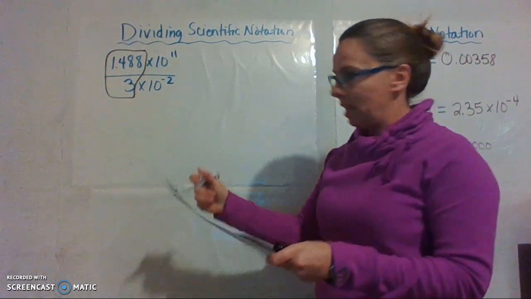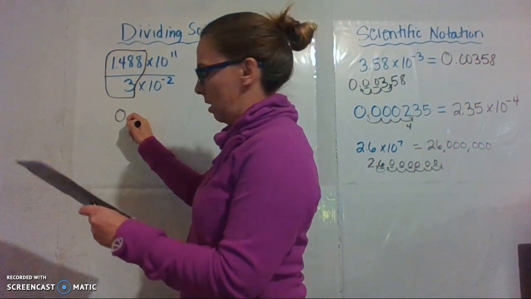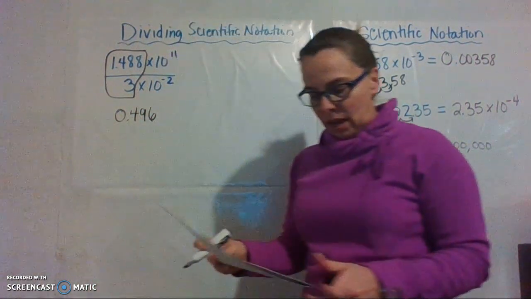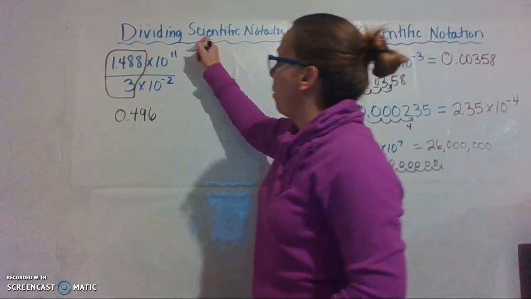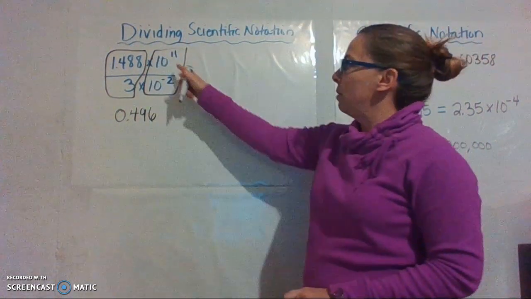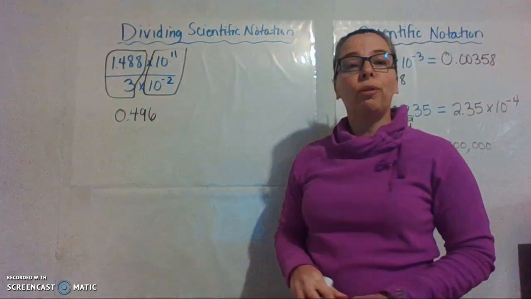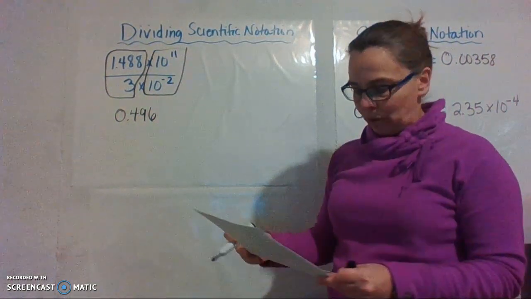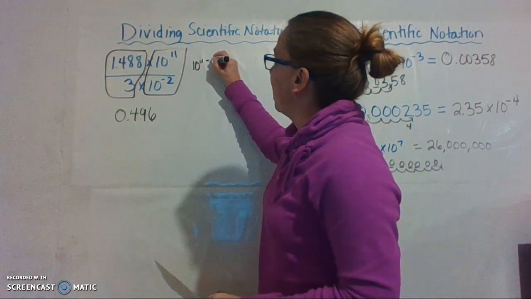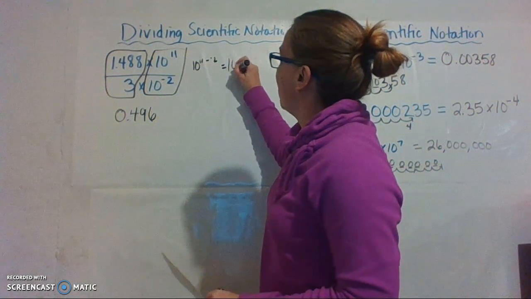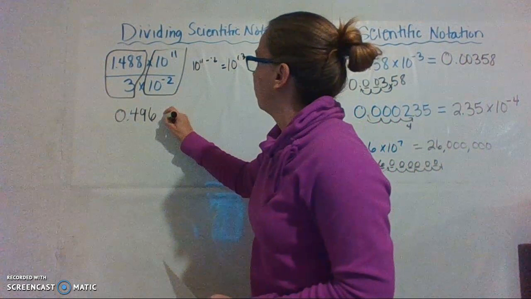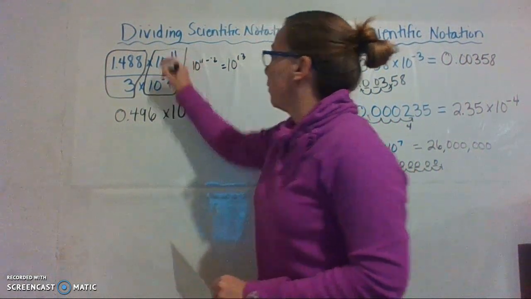When I divide it, I get 0.496. And then looking at dividing your powers. Remember, like we learned, if you're dividing powers and the bases are the same, you are going to subtract your exponents. So I look at 10 to the 11th. I'm going to minus that negative 2, which is going to give me 10 to the 13th power. So I've completed the division.